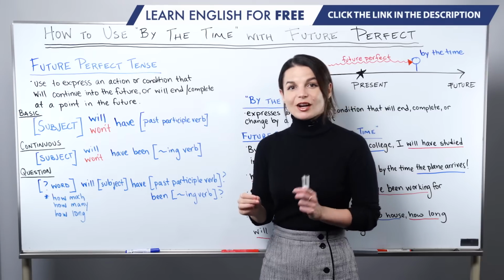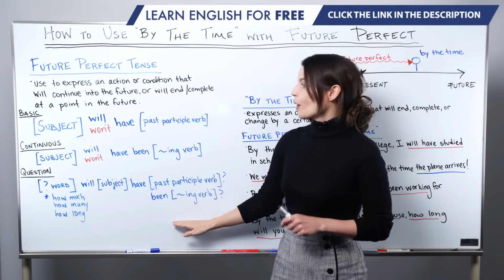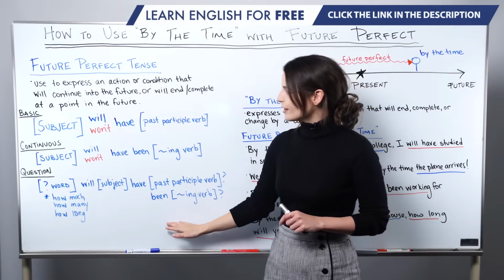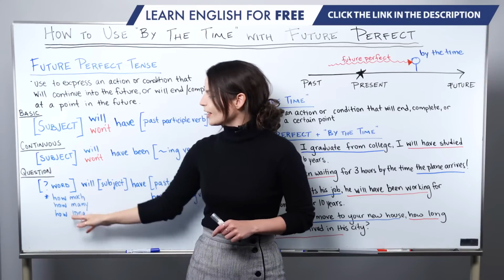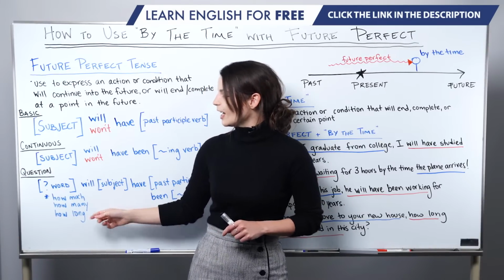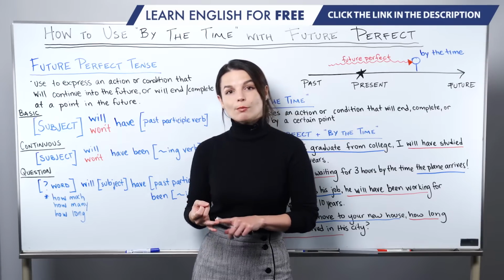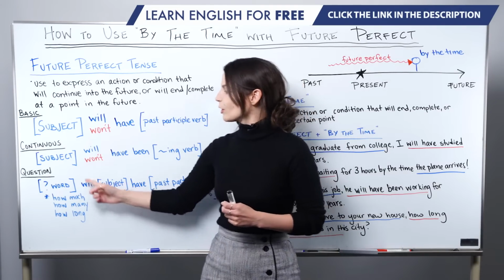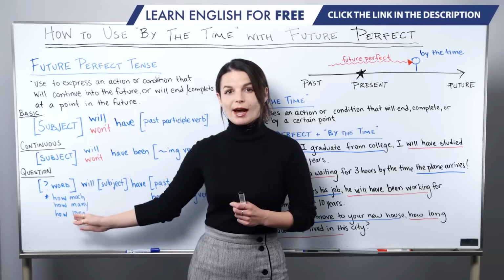The last structure I want to introduce is the question structure. So with future perfect tense questions, we start with a question word, and it's kind of more common to use questions like these, like how much, or how many, or how long. We use these kinds of question words at the beginning of our question patterns.